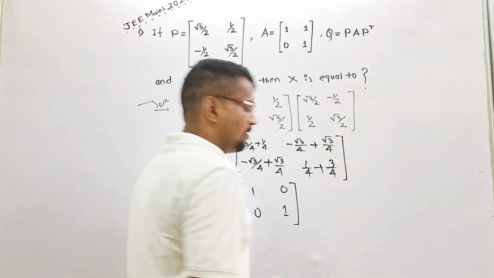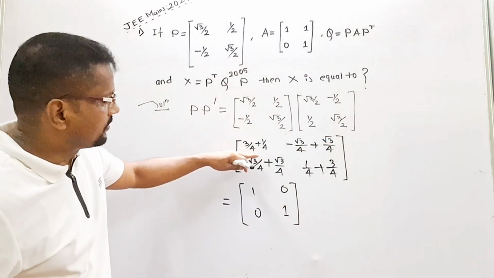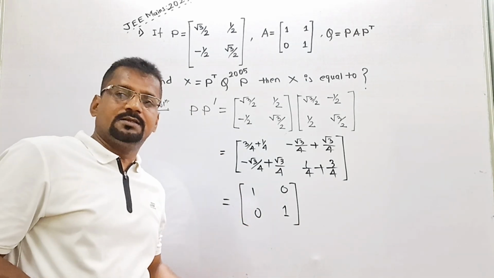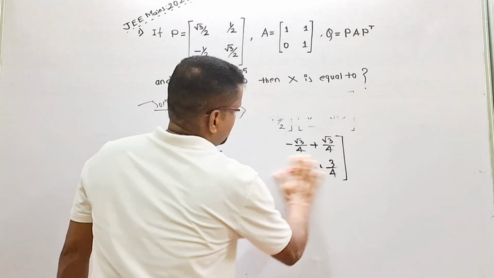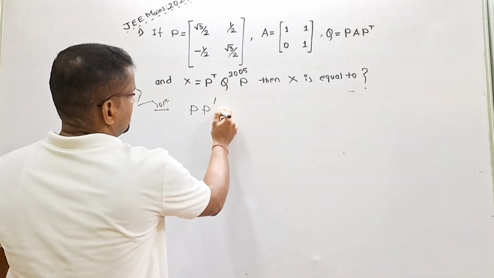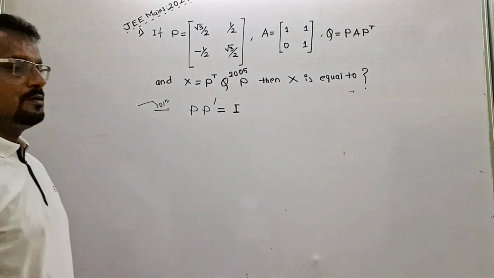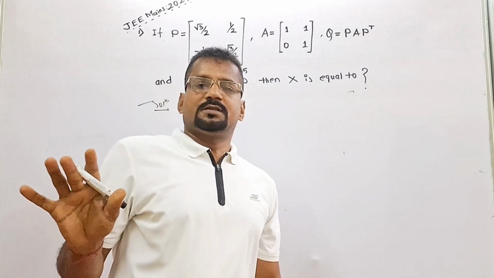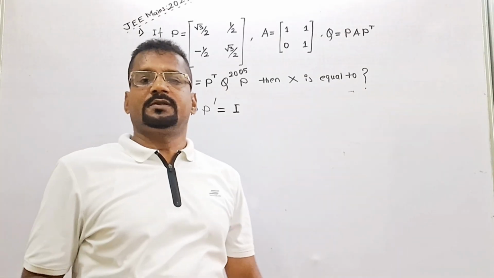Now I am going to wrap this. Just for your satisfaction, I have shown that the product of P and P dash is an identity matrix. I need this result. So I will write that it is confirmed that P and P dash is an identity matrix. This is the first step. No need to hurry, let us solve it stepwise. So we have checked P and P transpose is the identity matrix.